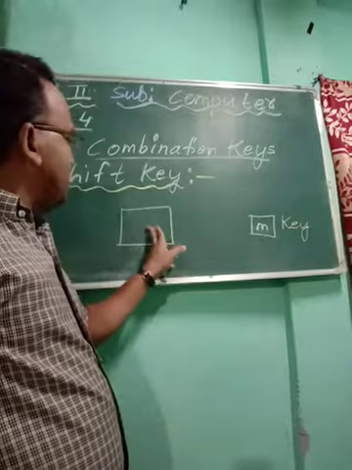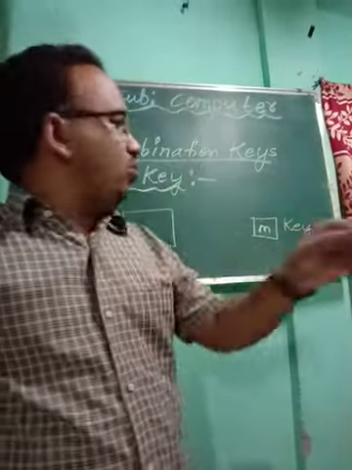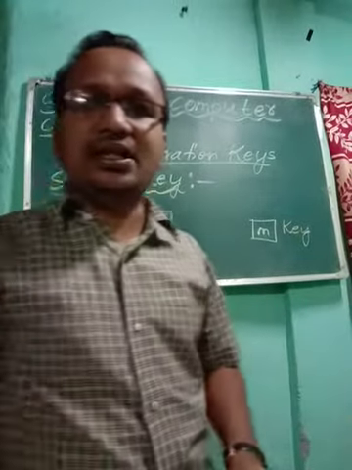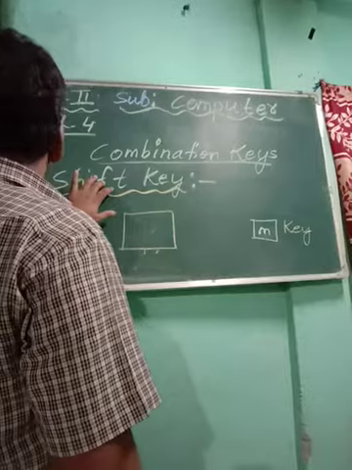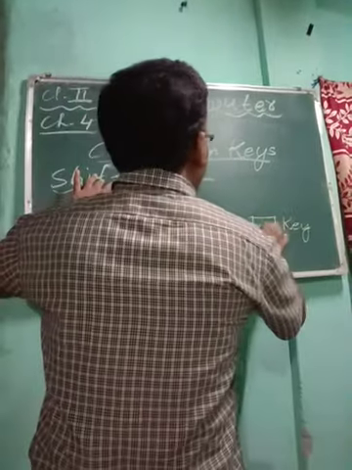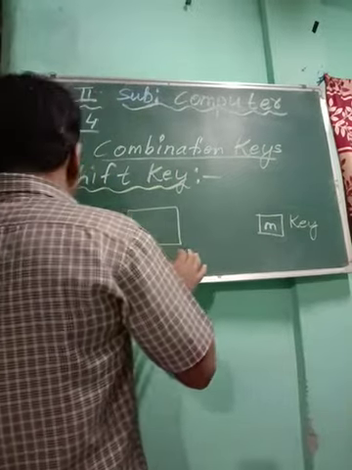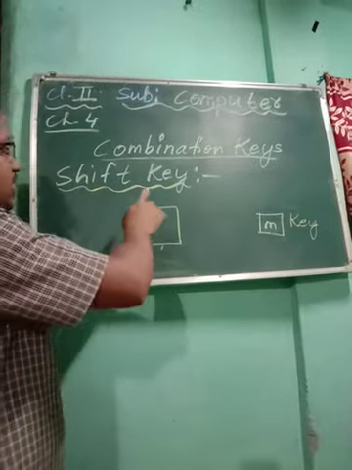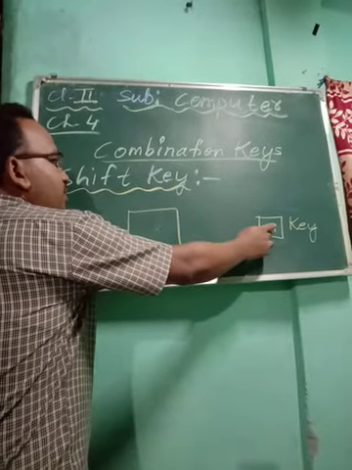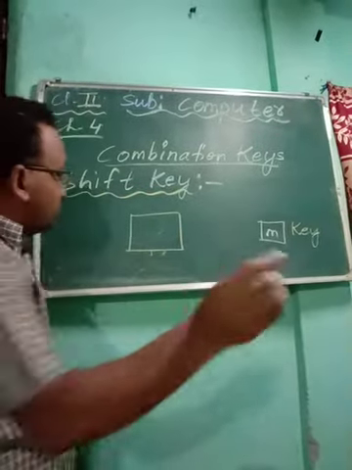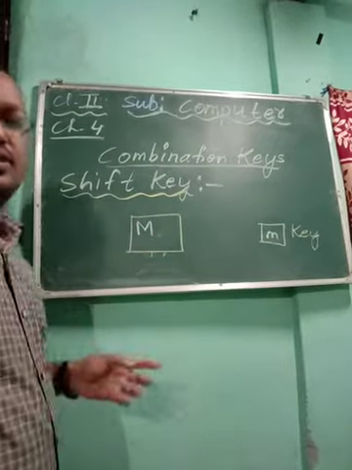Now you want to make it a capital letter. Without going to the caps lock key, you can make it a capital letter. What you have to do is first press the shift key, and then press the small letter m. So when you press the shift key and the small letter m together, what will happen? Capital letter M will come on the monitor screen.